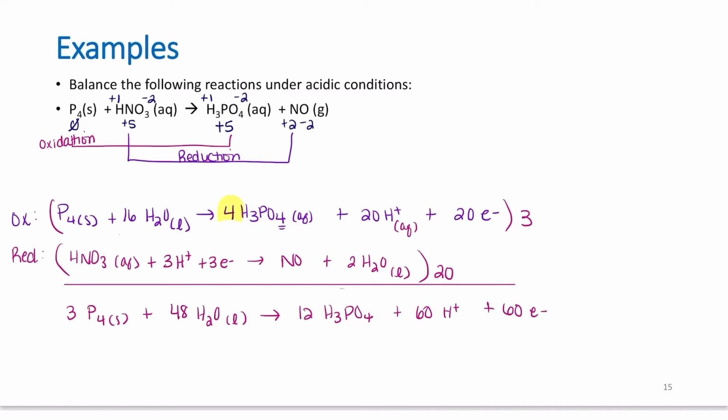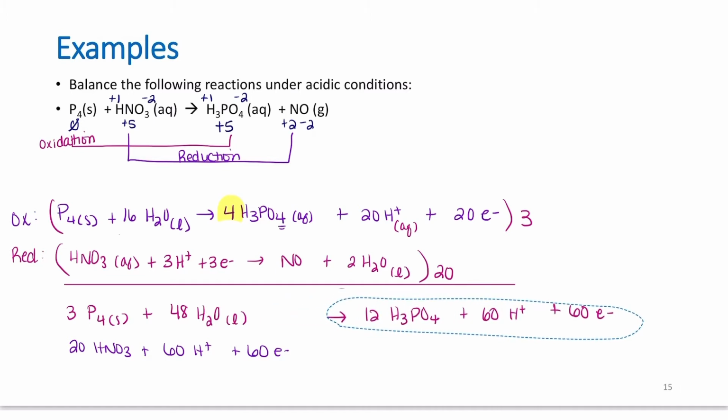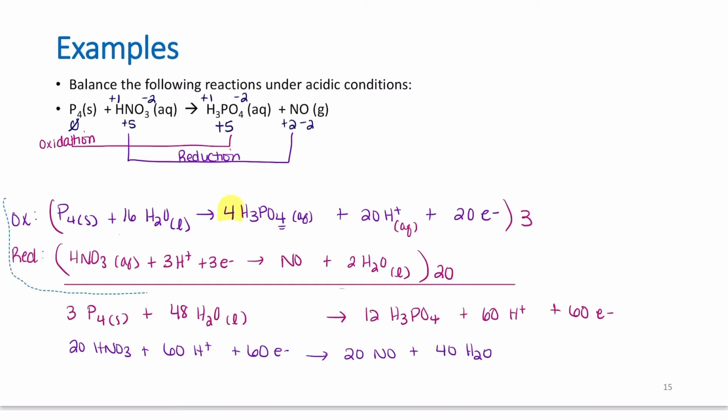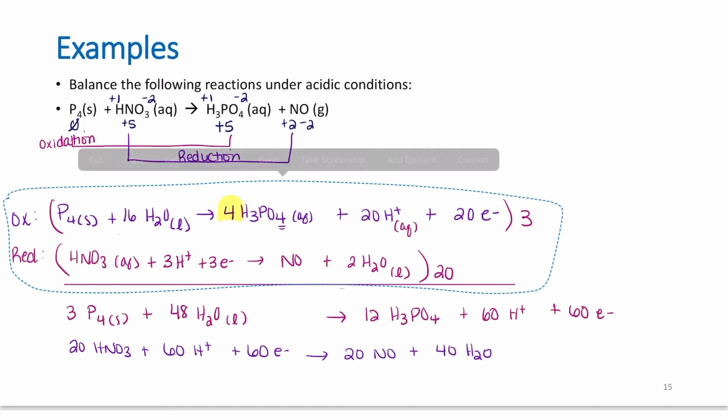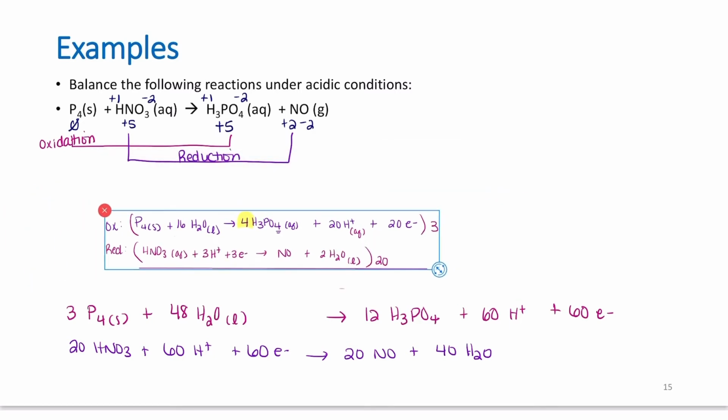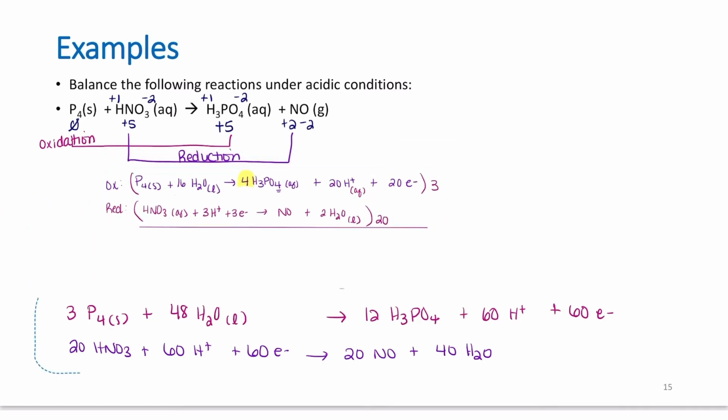Do the same thing to the reduction reaction, but multiplying through by 20, I'm going to get 20 HNO3, 60 H plus, and 60 electrons, giving me 20 NO and 40 H2O. I'm going to shrink this down a little bit for some space. Move this up.